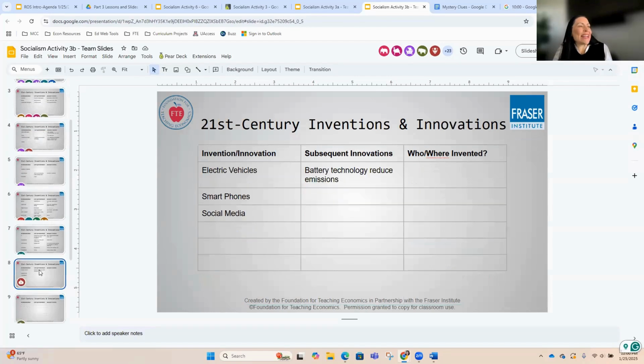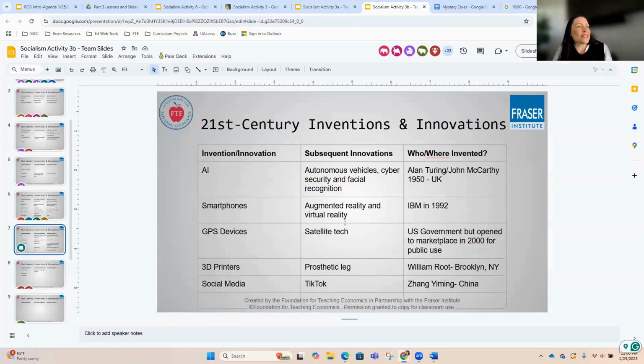Let's go back to group 8, electric vehicles and batteries and the improvements in batteries that have come from that. Group 7, you guys very thorough, came up with quite a few. And you have some countries here, 3D printers from Brooklyn, New York. Here's China for social media and TikTok, or Singapore, however you want to see that. We've got, let's see, smartphones, IBM, that would be in the United States. And you have AI coming out of UK in the 1950s.